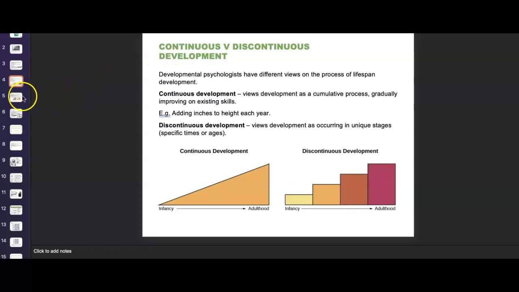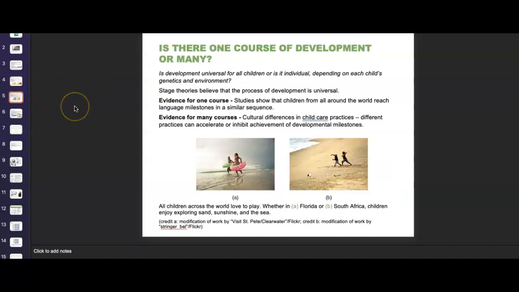Which leads us to believe that there are actually many courses of development. We want to ask this big question: is there one course or many? Is development universal for all children, or is it individual, depending on each child's genetics and environment? Stage theories believe that the process of development is universal. And we're going to go through some of the stage theories.